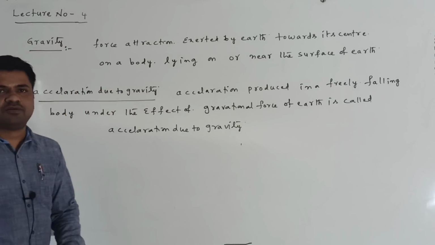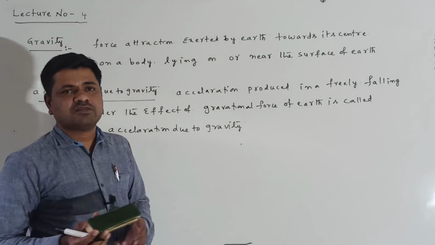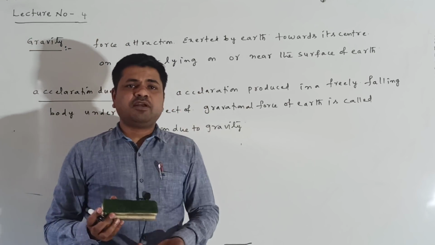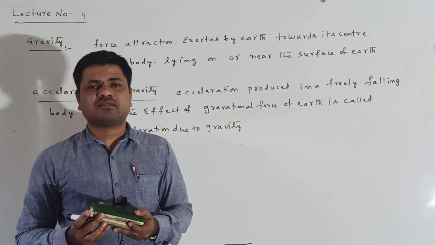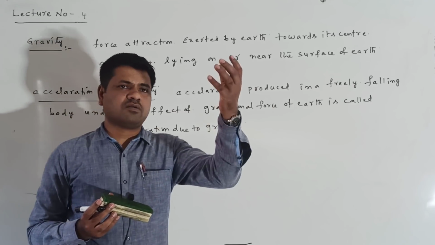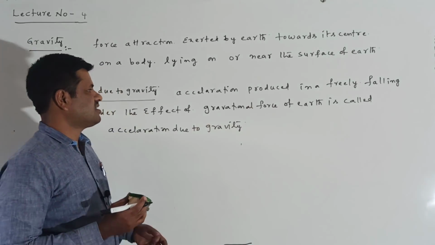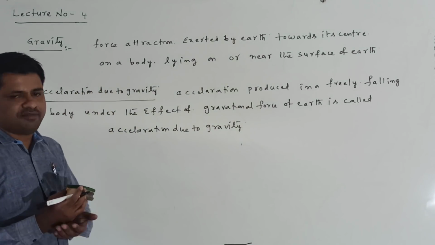This is called the acceleration due to gravity. Acceleration due to gravity means suppose one body is coming towards the earth, due to the force of attraction of the earth. Here its velocity goes on increasing. Increasing means acceleration is produced. That acceleration is called acceleration due to gravity.